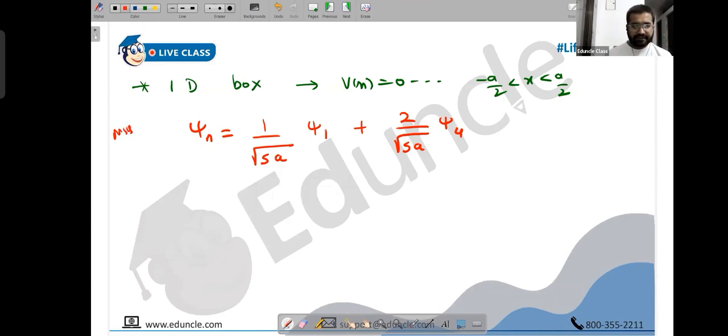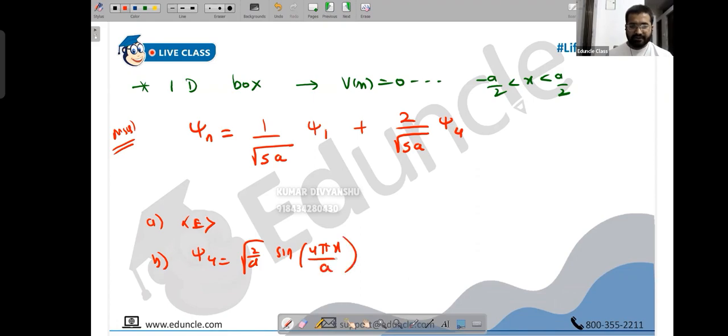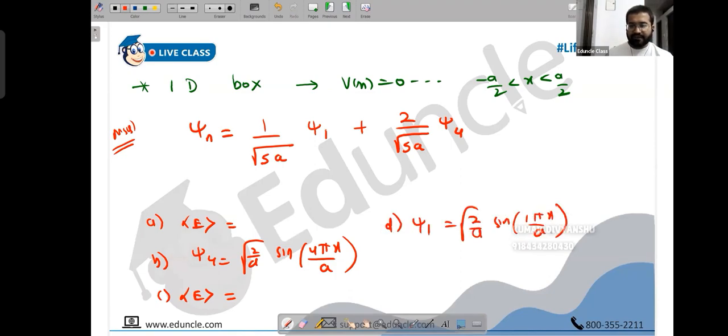Suppose this is an MSQ. One option would be where they are giving you average energy. One option will be where they are writing that psi 4 is given by root of 2 by a sine 4 pi x by a. And one option would again be of average energy, some value. One will be a correct value, one will be an incorrect value. And another option is that psi 1 is root of 2 by a sine 1 pi x by a.